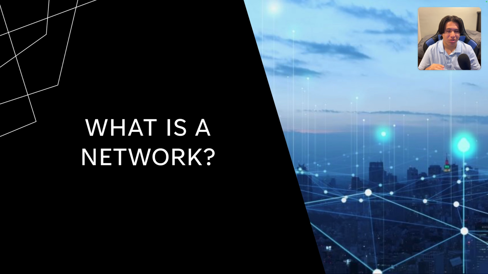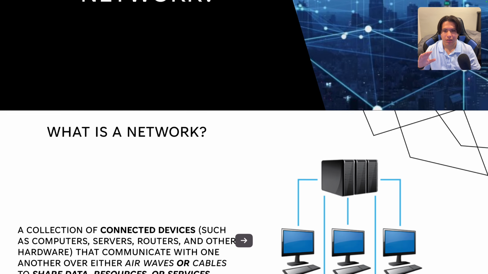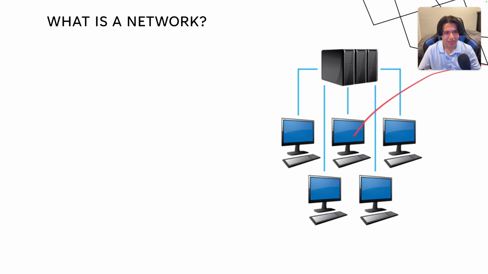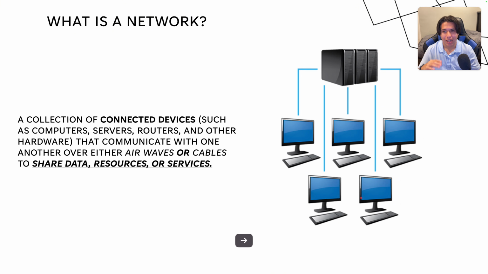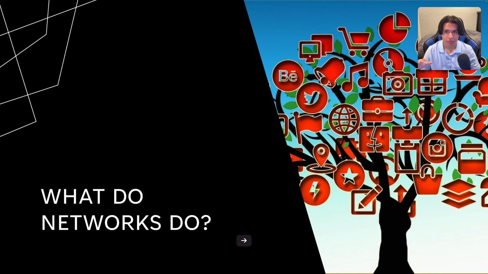So now with that said, now that you know what a computer is and the 3 primary tasks, let's get into what a network is in its simplest terms. A network can be seen through these pictures. A network is a collection of connected devices such as computers, servers, routers, and other hardware. I know those are new concepts. We're going to get into that very shortly. It's a collection of connected devices that communicate with one another over either airwaves or cables to share data, resources, or services. And keep in mind that it's either airwaves or cables.